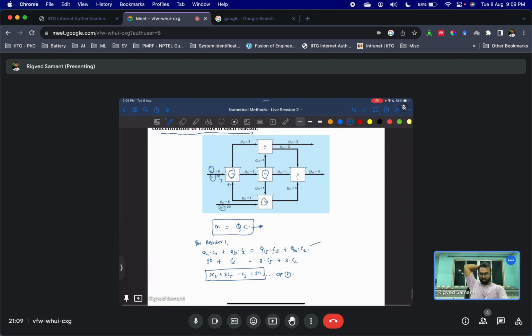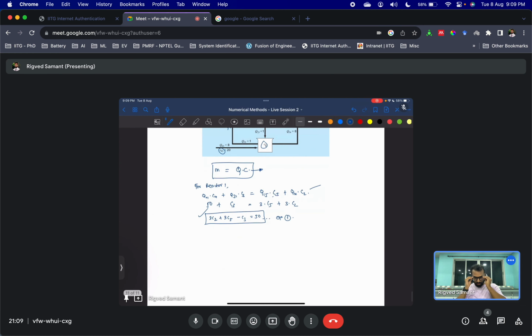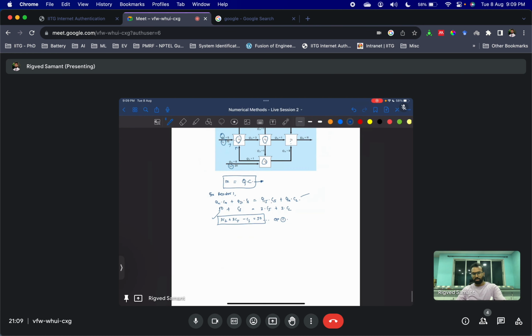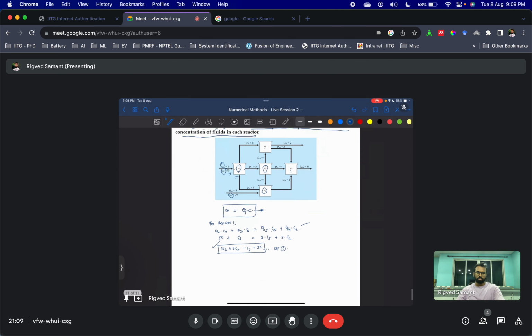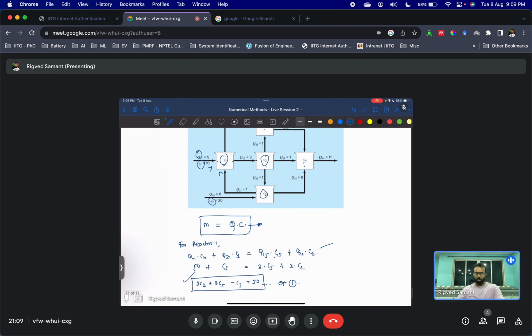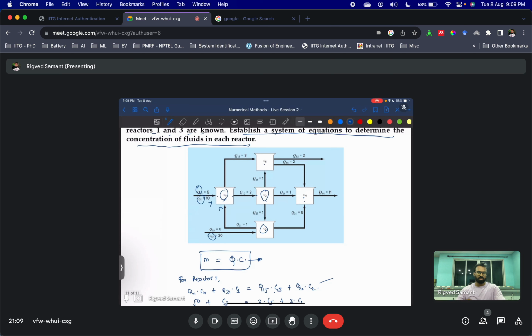For reactor 2, again you will get one equation. For a total of 5 reactors, you will get 5 equations and 5 unknowns, and you will get the solution. Maybe equations are more and unknowns are fewer, that is easy to do as well. No problem. But unknowns should not exceed the number of equations. If unknowns are fewer than equations, no problem. That's extra information you have.